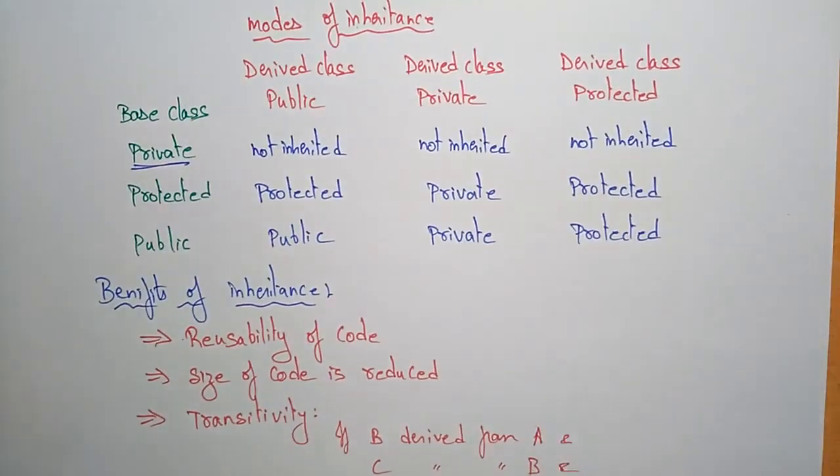In the next video, I will explain the different types of inheritance. There are altogether five types: single, multiple, multilevel, hybrid, and hierarchical. So we will see those different types of inheritance in the next video.